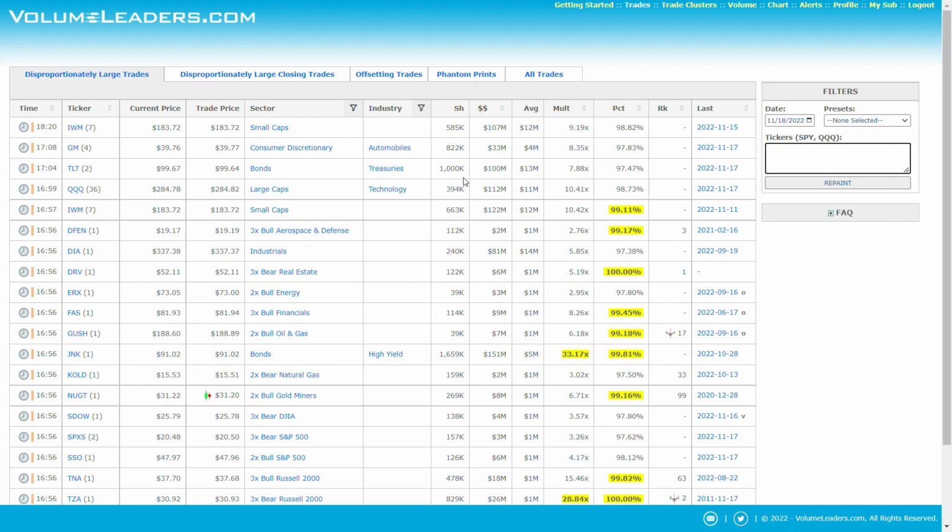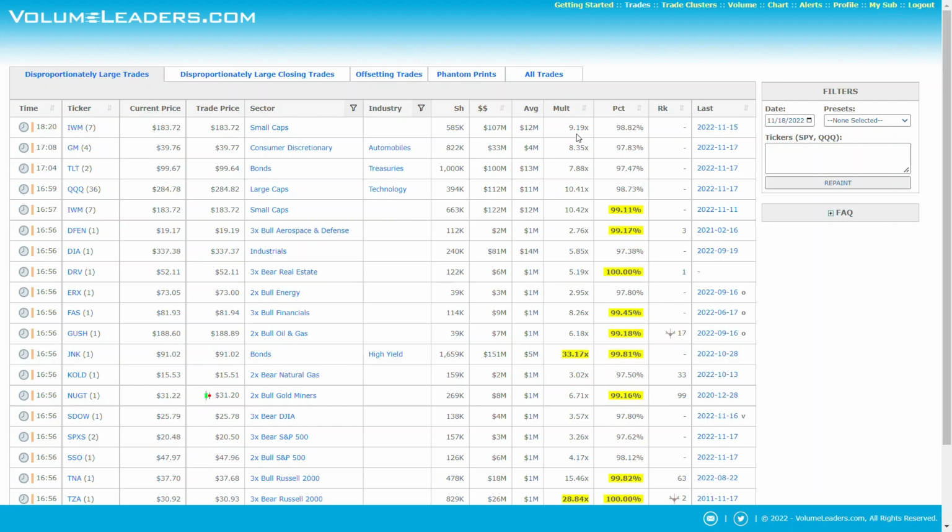The basic measure that I use is that they have to be 5 times larger than average or more. And the way to tell how big they are is by looking at the average column here. This gives you the average size in dollars. And then the multiplier column, which is "mult" here just because of space, tells you how much larger than average a particular trade is.